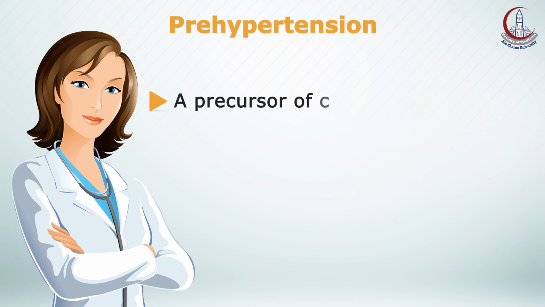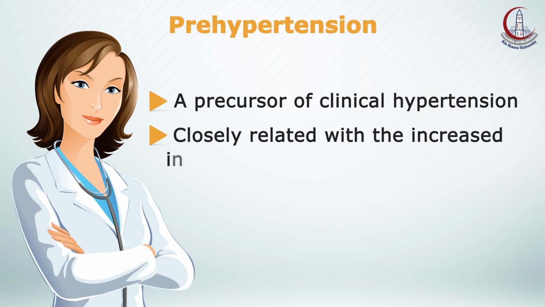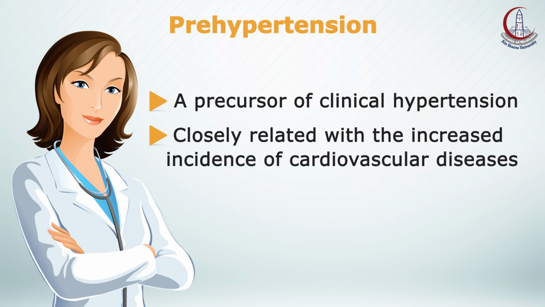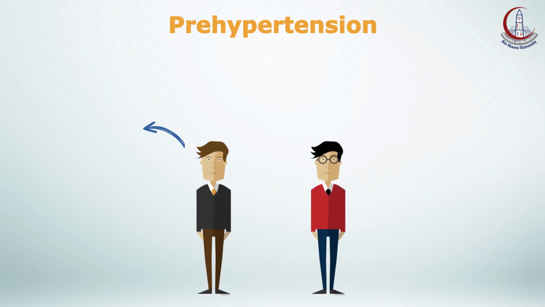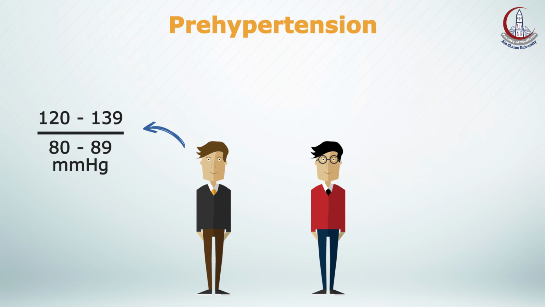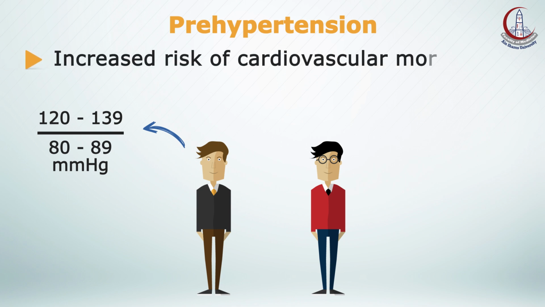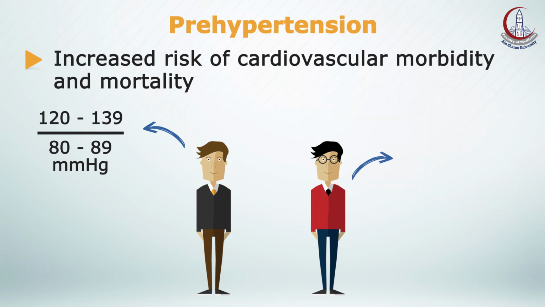Prehypertension is a precursor of clinical hypertension and is closely related with the increased incidence of cardiovascular diseases. Patients with prehypertension, which is 120 to 139 systolic blood pressure and 80 to 89 diastolic blood pressure, have an increased risk of cardiovascular morbidity and mortality compared with patients who have normal blood pressure, less than 120 over 80 millimeter mercury.